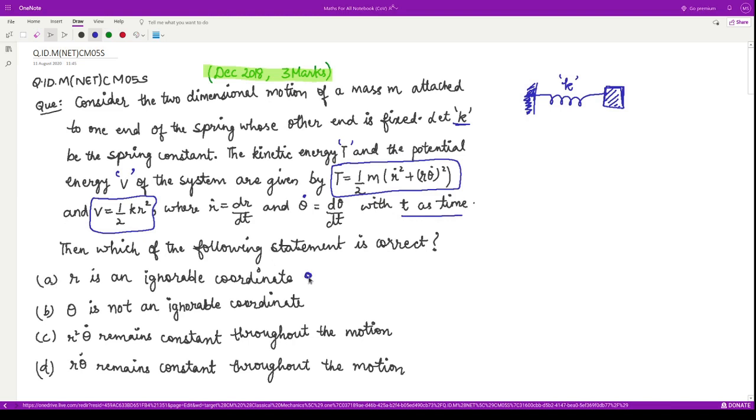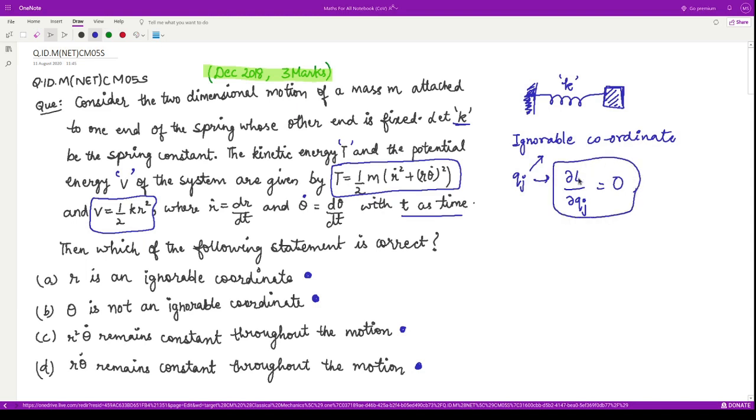So they are asking whether r is an ignorable coordinate, whether theta is an ignorable coordinate, whether r square theta dot remains constant throughout the motion, or whether r theta dot remains constant throughout the motion. Here, if you remember the definition of an ignorable coordinate, what is that? A coordinate qj is an ignorable coordinate if the partial derivative of the Lagrangian with respect to that coordinate comes out to be 0. If this is the condition, then we call this coordinate the ignorable coordinate.